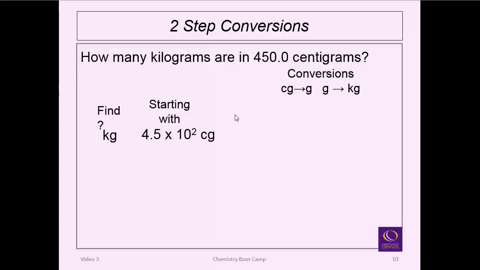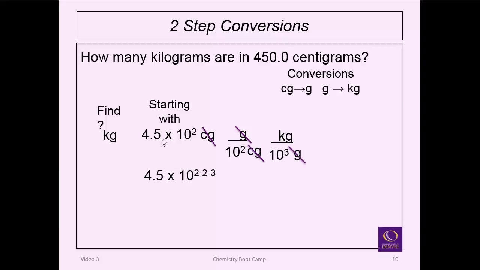Starting with 450 centigrams, and I rewrote that in scientific notation. You don't have to. I'm going to put just the dimensions so I know that I'm doing this correctly. Centigrams would cancel. Grams would cancel. I'm left with kilograms. That's what I'm looking for. Everything's great. Now let's put in the proper numbers. There's 10 to the 2 centigrams per gram and 10 to the 3 grams per kilogram. Now these would cancel the way they're supposed to. The grams would cancel the way they're supposed to.